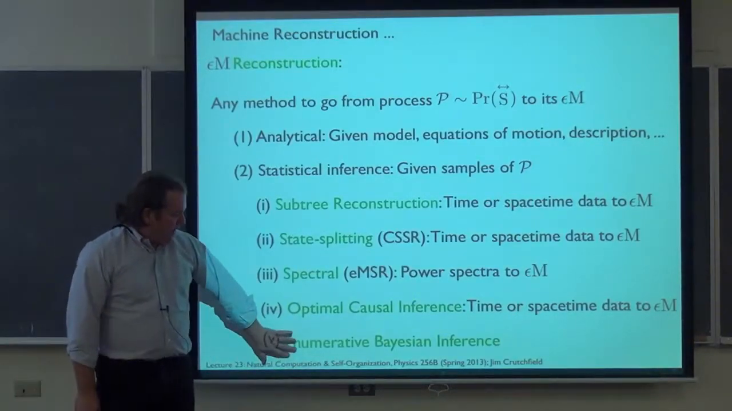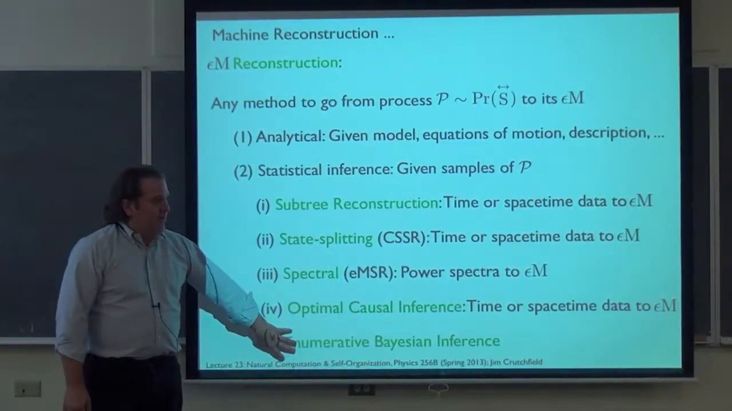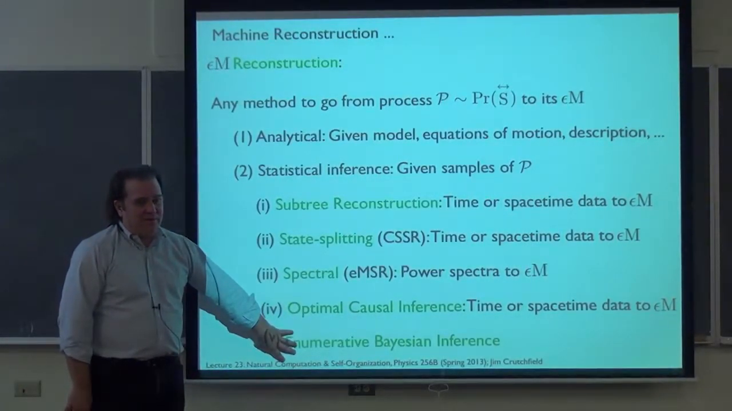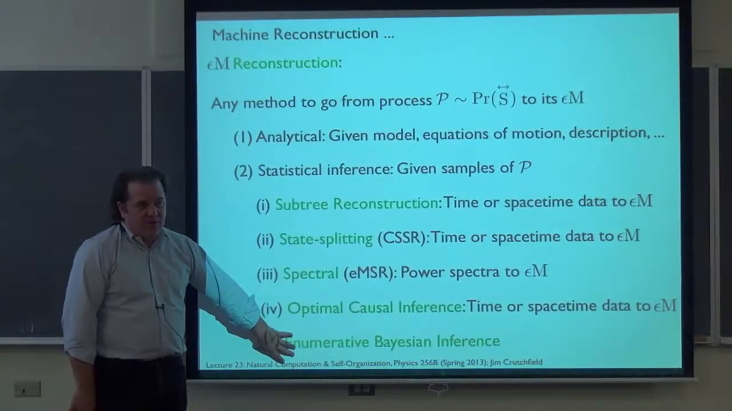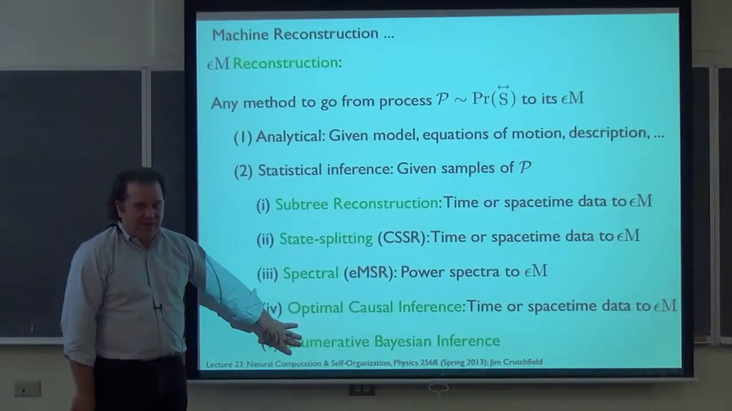And then more recently, we're working on something we call enumerative Bayesian inference. This is sort of the most straightforward. We have a way of going through and exactly enumerating all of the epsilon machines up to some number. Right now, this is kind of an algorithmic challenge. We're up to eight causal states, with something like 44 billion of them. We actually ran a machine and calculated all these things.